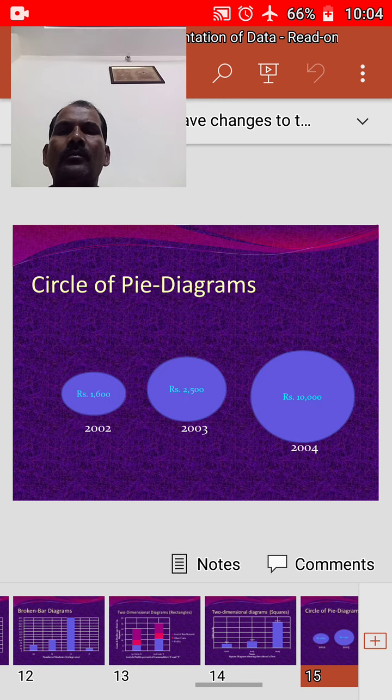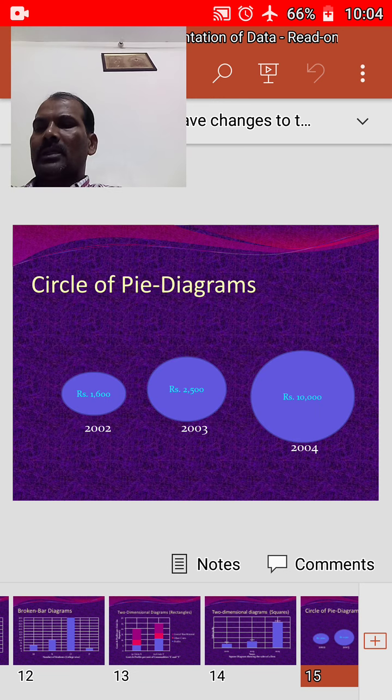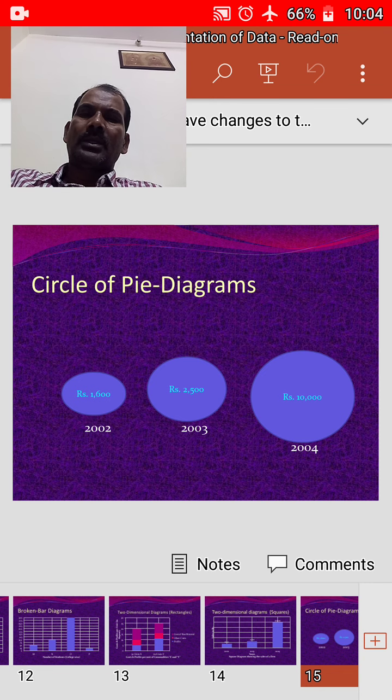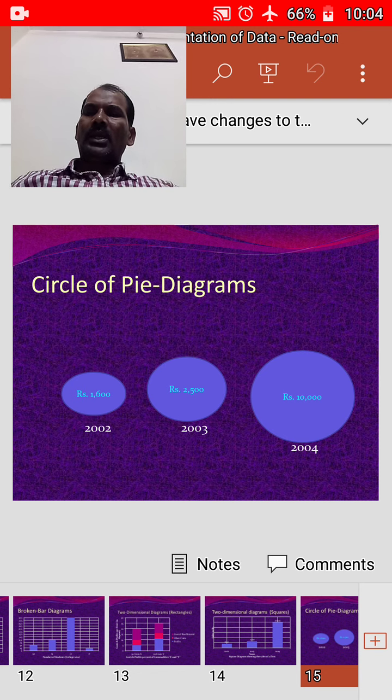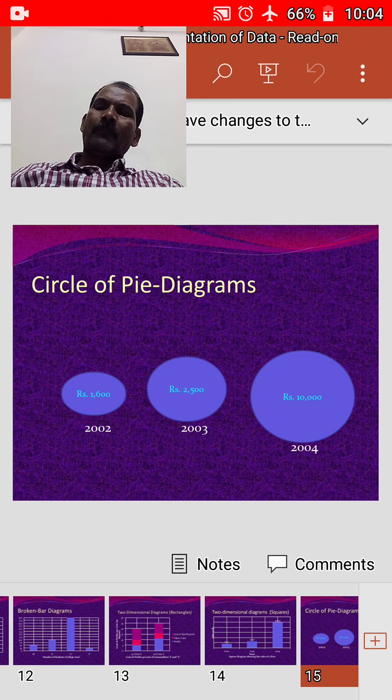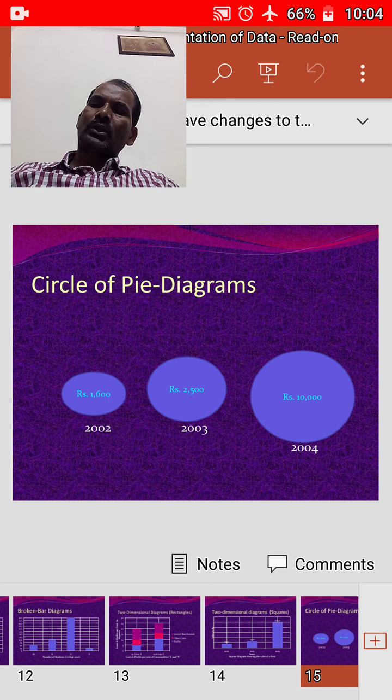Next, circle or pie diagrams. These diagrams are used to present both the total and the component parts or sectors of the data. The area of a circle is proportional to the square of its radius. Separate circles are drawn by taking the square roots of various figures. The area of each circle depicts the magnitude of different items that are presented. Usually, a pie chart is constructed to present the various components of the data.